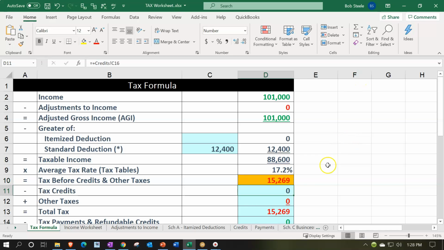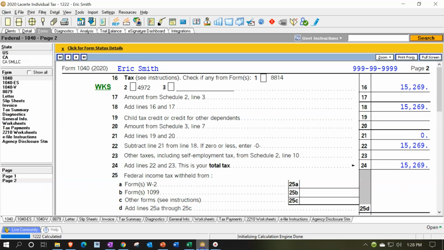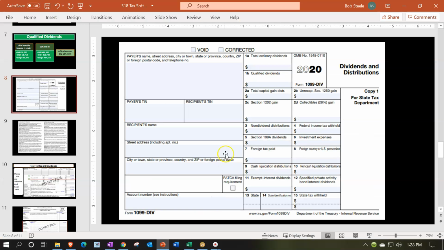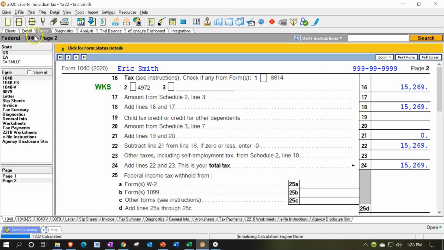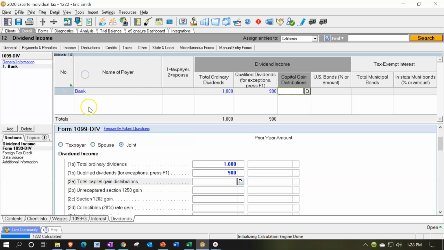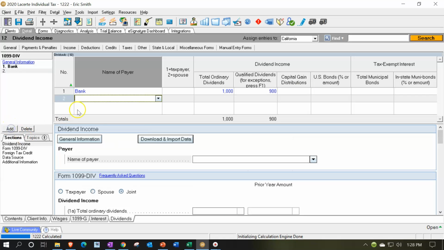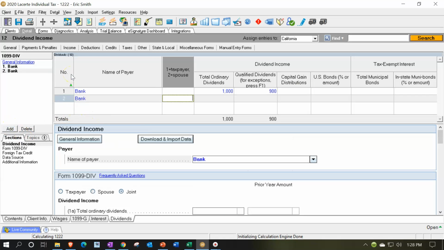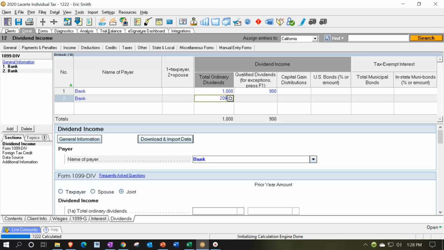So again, the tax calculation is being impacted by, of course, whether it is qualified or not qualified. Now let's say we had two of these forms, and we have another one which has dividends of another, let's say, 2,000, and let's say 1,500 of them are qualified. So I'm going to do another one, and we're going to add one. This is bank 2, and I'm going to say 2,000 and 1,500.